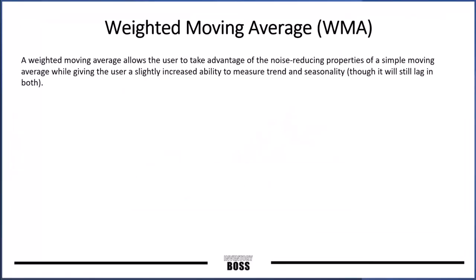Now, the weighted moving average allows the user to take advantage of the noise-reducing properties of averaging, of the simple moving average, because we're smoothing data. And it gives the inventory manager a slightly increased ability to measure the trend and seasonality, although it will still lag in both. With the weighted moving average, you can assign varying degrees of importance or weights to maybe more recent periods of your sales history.